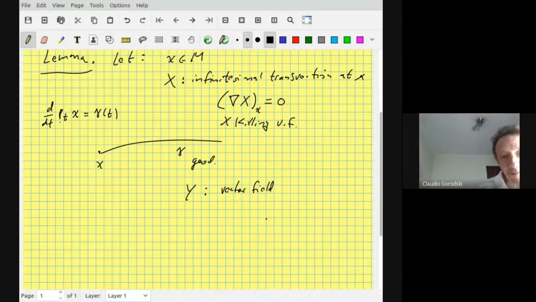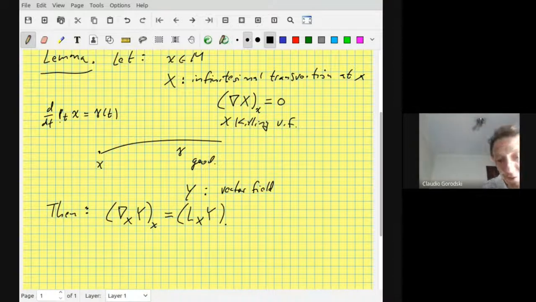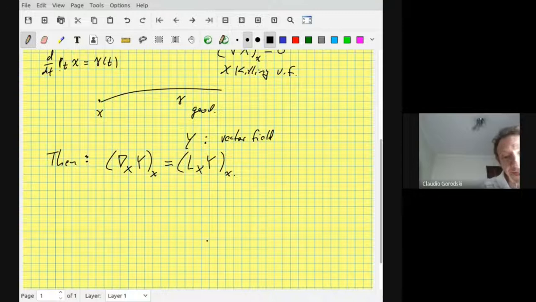And then we have that nabla_X Y at the point x is equal to the Lie derivative at the point x. And the reason is what we said.